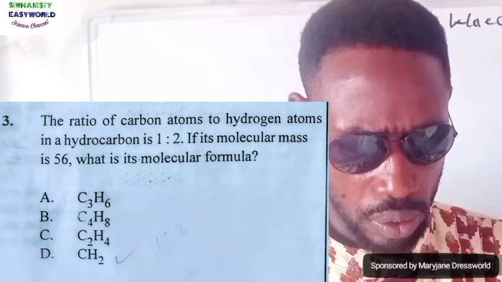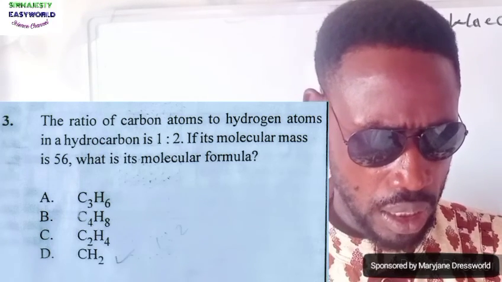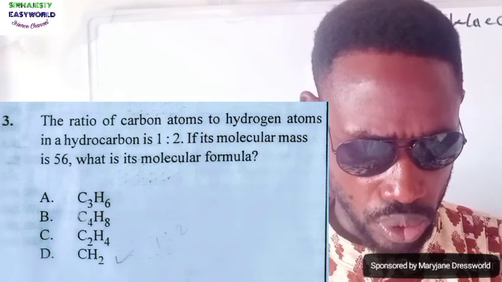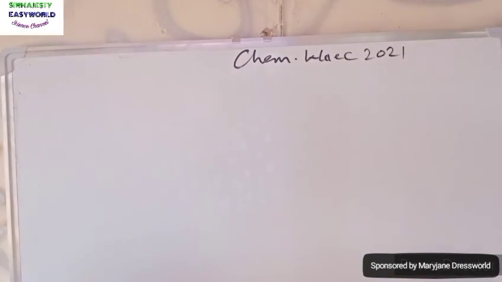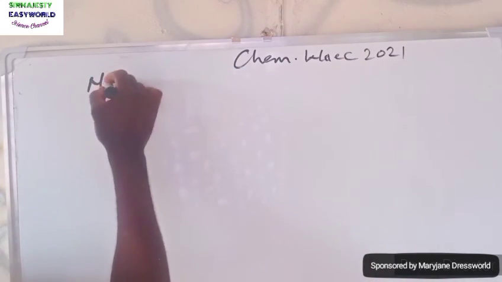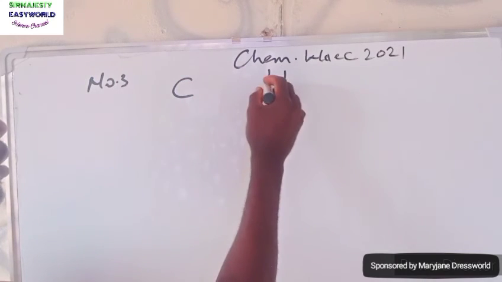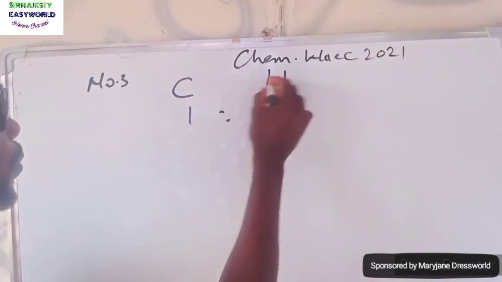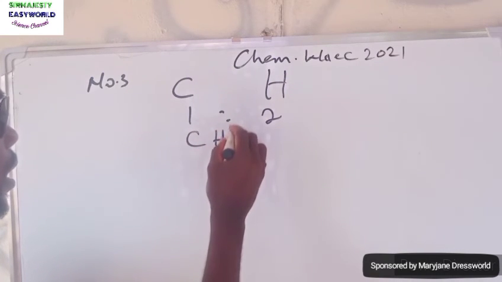The next question is a calculation. They say the ratio of carbon atoms to hydrogen atoms in a hydrocarbon is 1:2. If its molecular mass is 56, what is the molecular formula? So what we're going to do here for question number 3: the ratio of carbon to hydrogen is 1:2, which means the empirical formula is CH2.